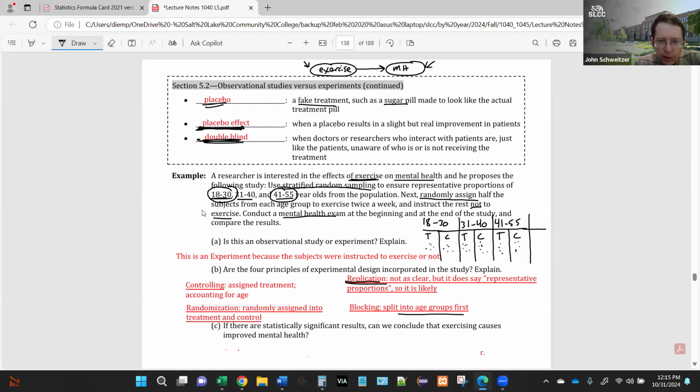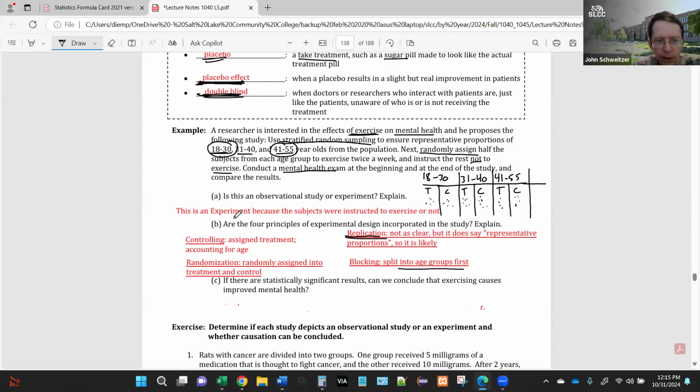Okay, so if there are statistically significant results, can we conclude that exercising causes improved mental health? What that means is they would do some kind of hypothesis test. They would get a p-value, and let's say the p-value is lower than alpha. They reject the null, and are they justified in saying that exercising causes improved mental health? It's good to be skeptical, and we don't want to just go around believing anything we read about. But at the same time, it is good to be able to make progress, right? It's good to know that something causes something else.